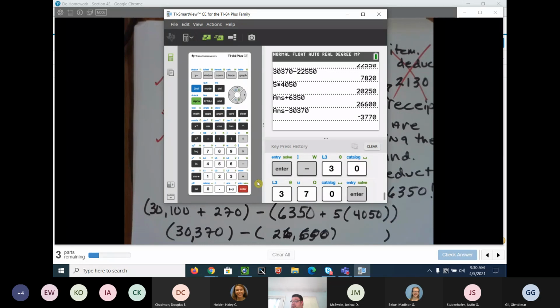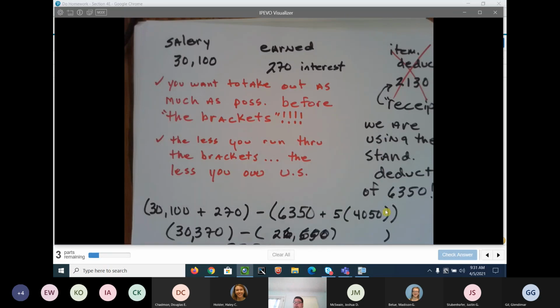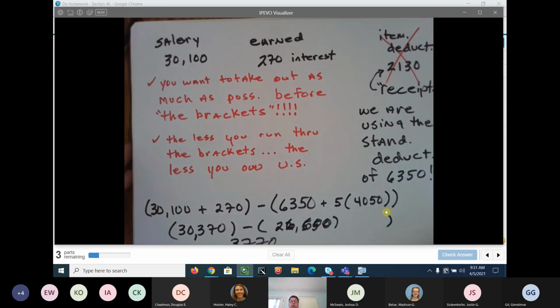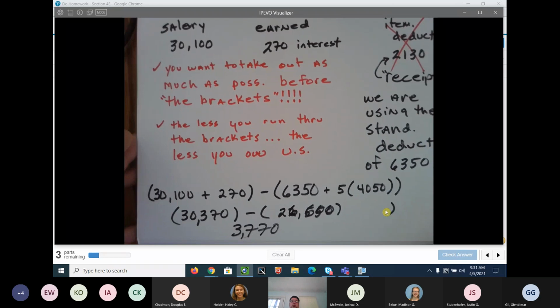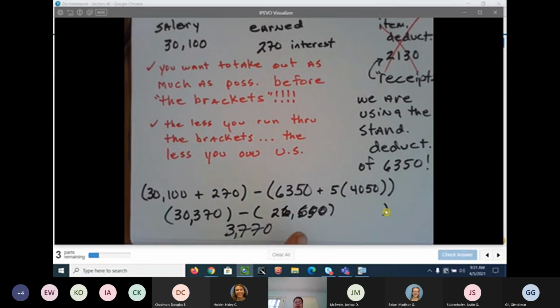Dang, she's coming out pretty good. She only has a taxable income of $3,770. She's doing real good. Well, that's how you find taxable income. So she's in the first tax bracket.